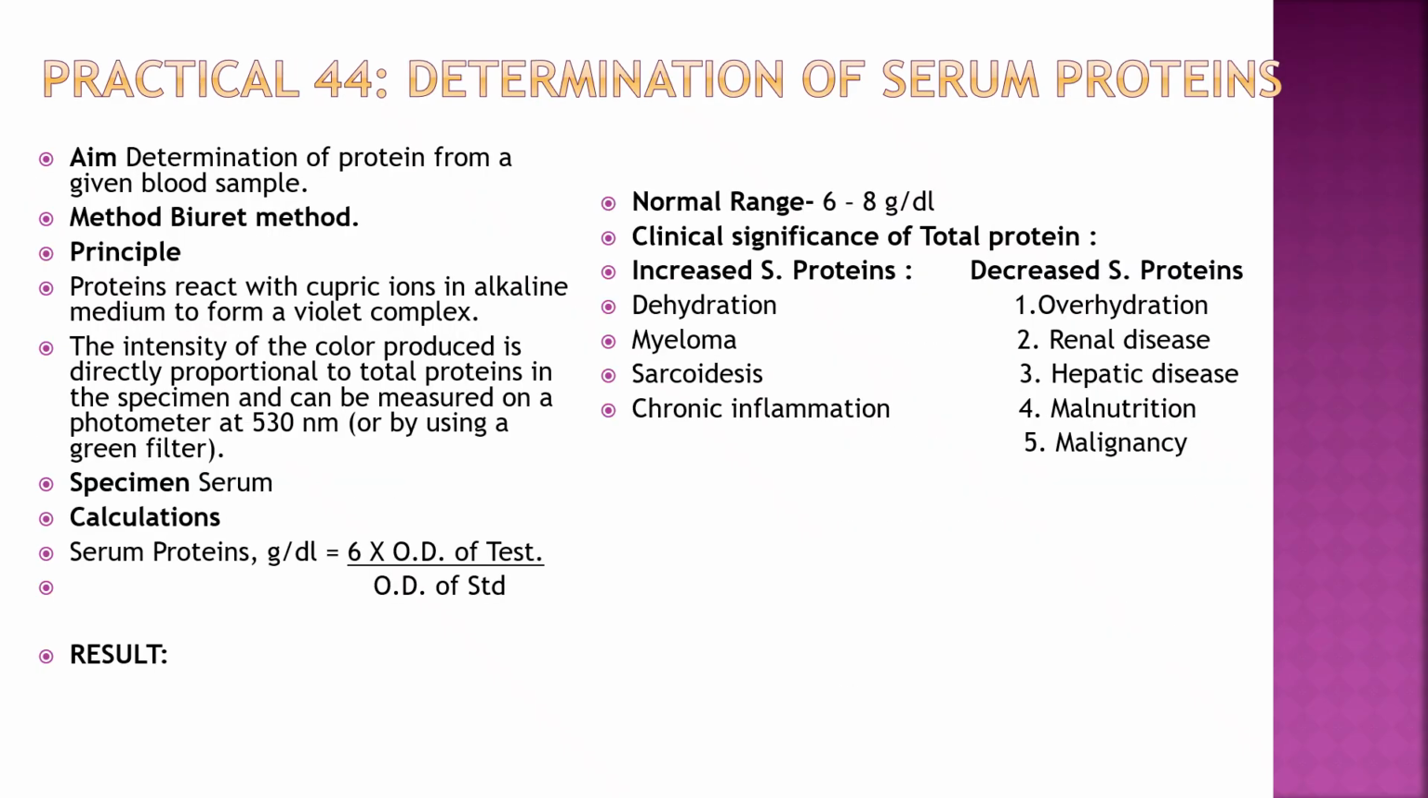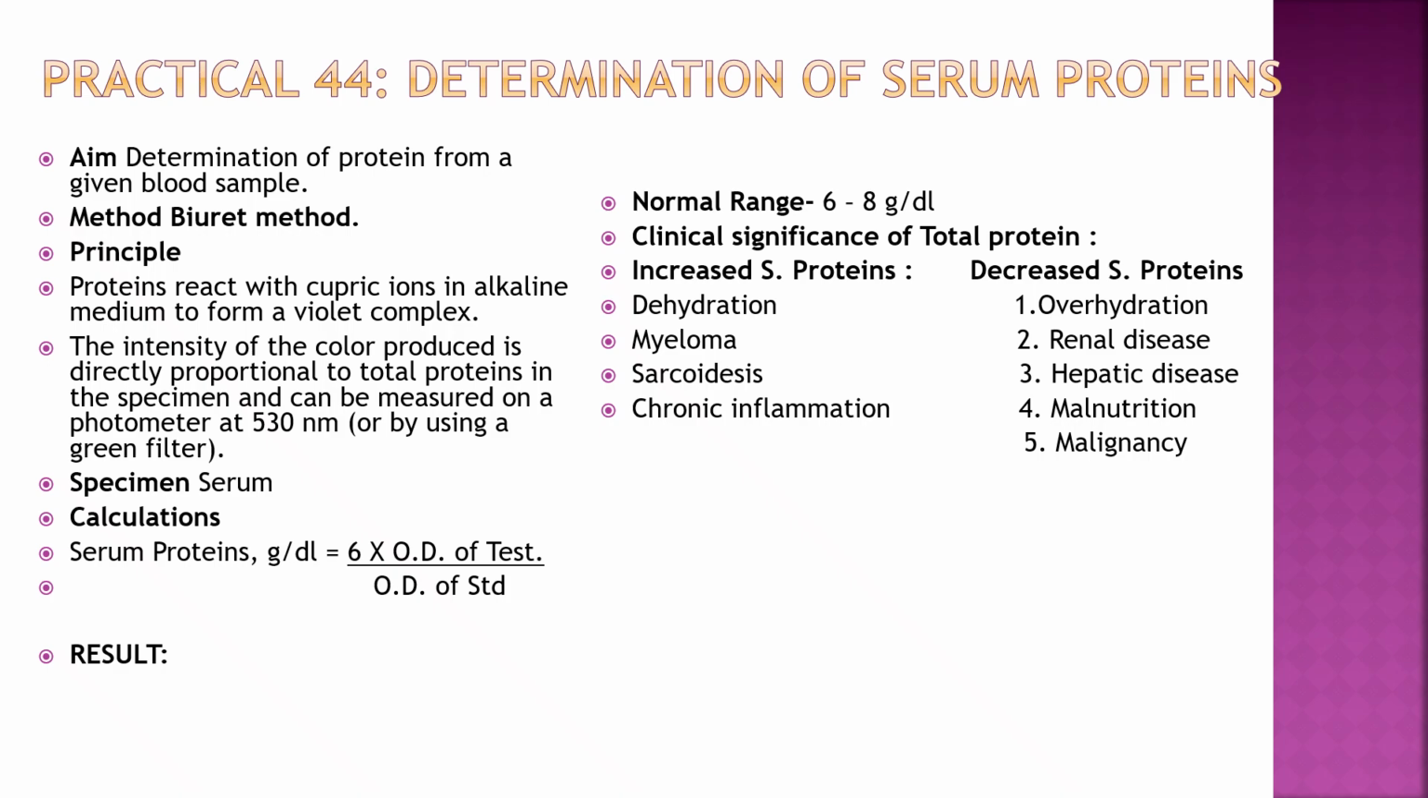Determination of serum proteins: Biuret method. Principle: proteins react with cupric ions in alkaline medium to form a violet complex, and the intensity of the color is measured at 530 nanometers. Three test tubes are taken: test, blank, and standard. The reagent is added, then serum and standard are added, incubation is done, and then the OD of each test tube is taken.